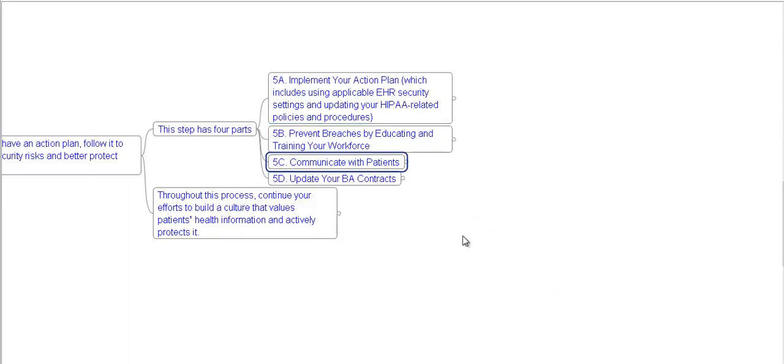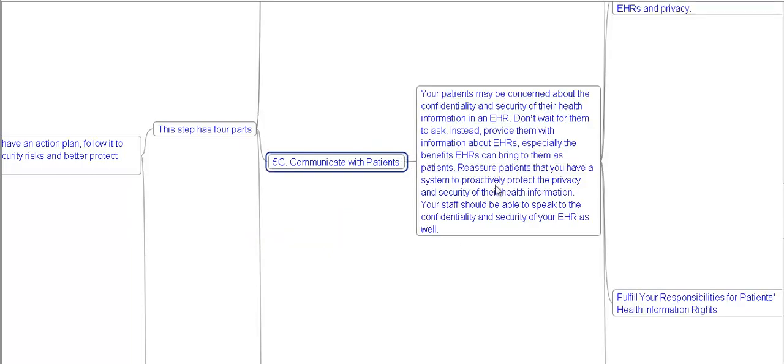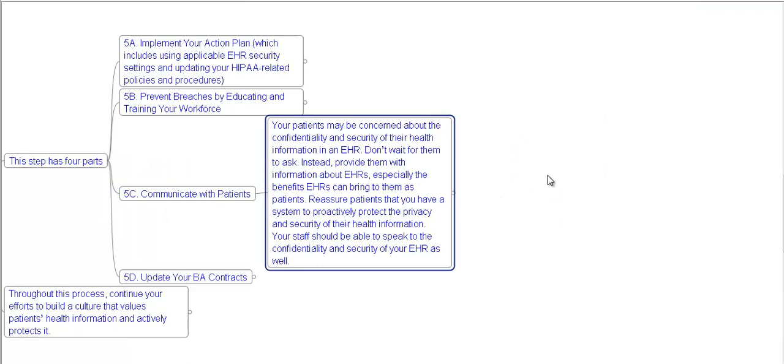Communicate with patients. Your patients may be concerned about the confidentiality and security of their health information in an EHR. Don't wait for them to ask. Instead, provide them with information about the EHR, especially the benefit the EHR can bring them as a patient. Reassure patients that you have a system to proactively protect the privacy and security of their health information. Your staff should be able to speak to the confidentiality and security of your EHR as well.